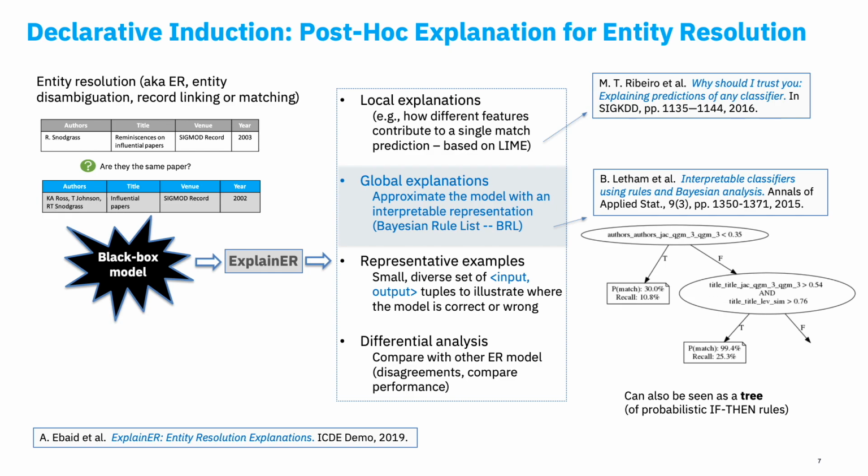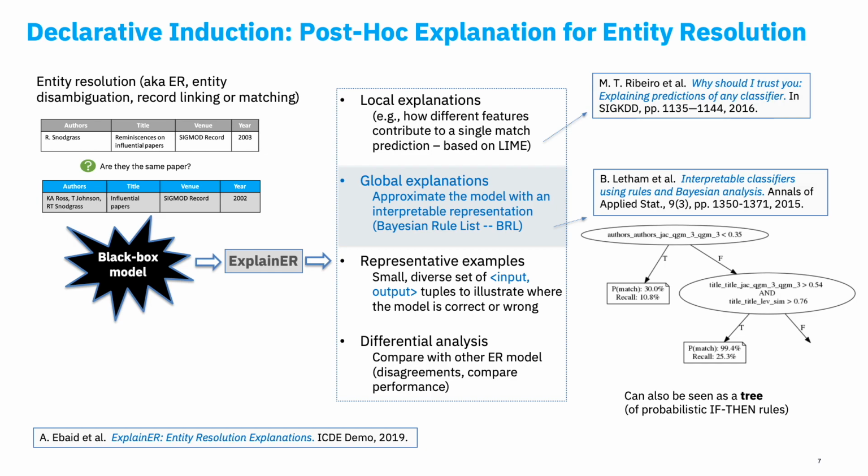an interpretable representation consisting of a Bayesian rule list, or BRL. Such list can also be seen as a tree of probabilistic if-then rules. For the example of the publications, the first rule in this tree says that if the Jaccard similarity of 3-grams applied on author names is less than 0.35, then it's likely that the pair is not a match, or conversely, it is a match with low probability of 30%.